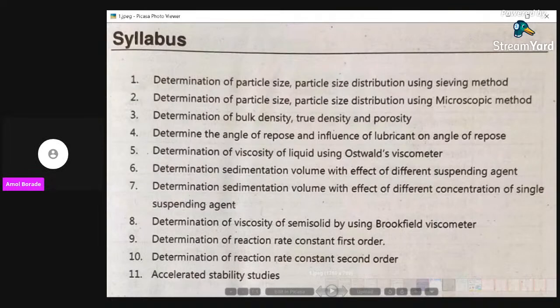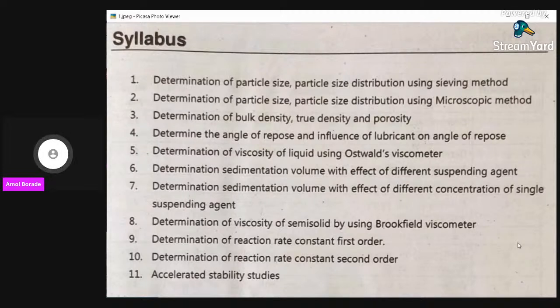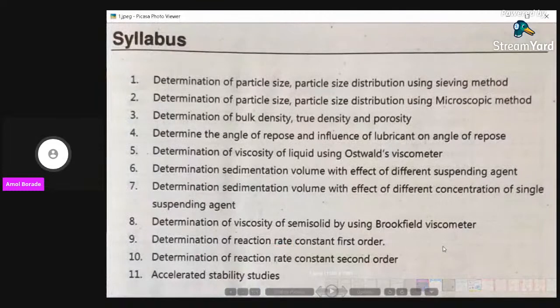This practical is useful to determine the flow properties, and for that we need to understand why flow properties are needed in tablet manufacturing or in capsule manufacturing. So our basic ultimate aim is to concentrate on tablet manufacturing and capsule manufacturing.